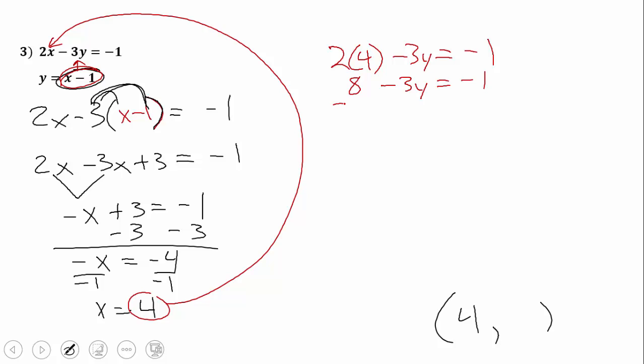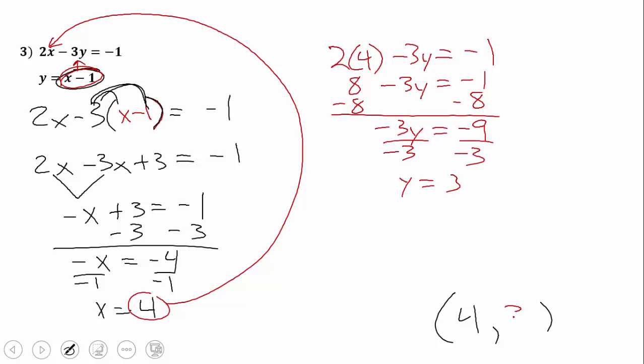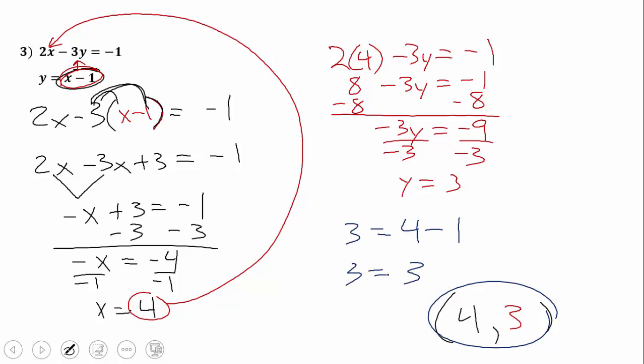I'm going to subtract 8. I get negative 3y equals a negative 9. Divide by negative 3. Y equals 3. 4, 3 is my answer. I take that 4, 3, I'm going to substitute it into the second equation. So 3 equals 4 minus 1. 4 minus 1 is 3. 3 does equal 3. So this is my ordered pair solution.